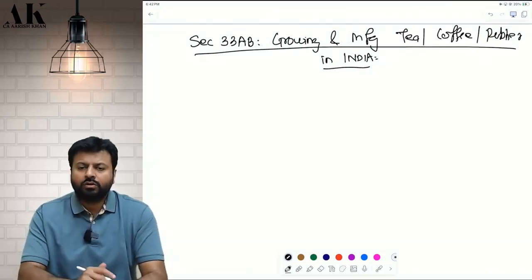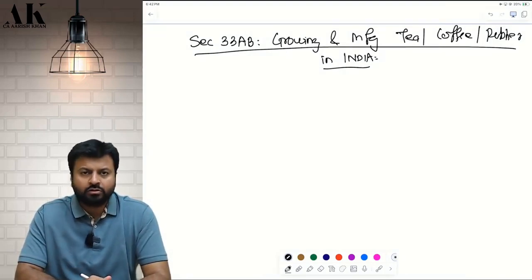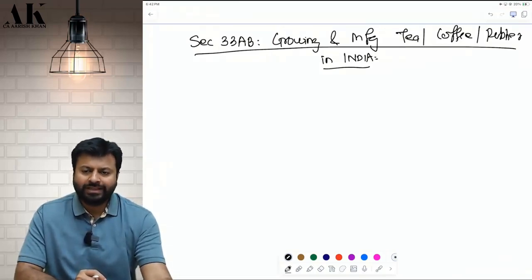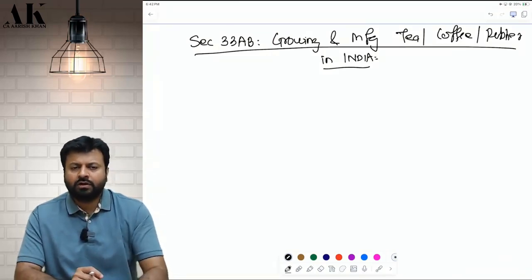What are you supposed to do? You are supposed to grow also, you are supposed to manufacture also, you are supposed to do both the activities. Only growing is not sufficient. Only manufacturing is also not sufficient. You are supposed to be engaged in the composite activity of both of them. Okay. So if you are doing that, you will be going to get great benefits over here. What is the great benefit over here, sir?